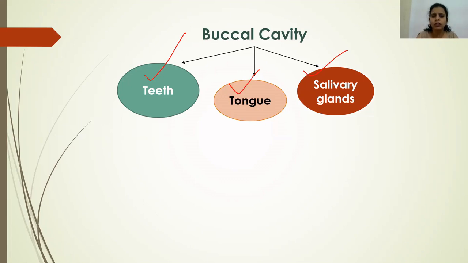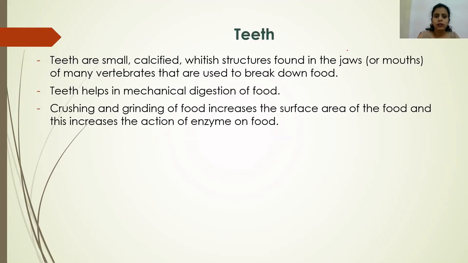What are teeth and what are the different types of teeth? If we define teeth, they are small, calcified, whitish structures. They are small in the sense that they are present inside our mouth, small compared to other body parts. And they're calcified, which means there is a large amount of calcium deposition in our teeth. Plus these are whitish structures, meaning the color of the teeth is generally white or pale white in human beings.